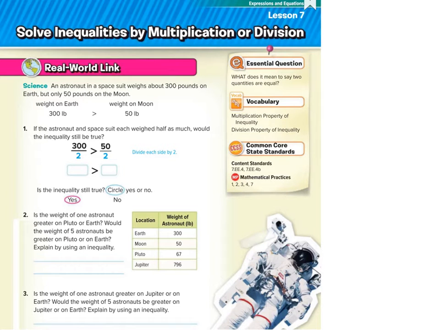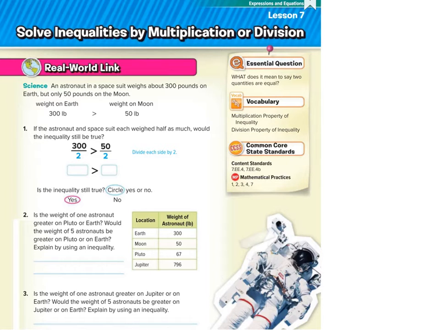Real world link. An astronaut in a spacesuit weighs about 300 pounds on Earth, but only 50 pounds on the moon. Weight on Earth, 300 pounds, is greater than weight on the moon, 50 pounds. If the astronaut and spacesuit each weighed half as much, would the inequality still be true?